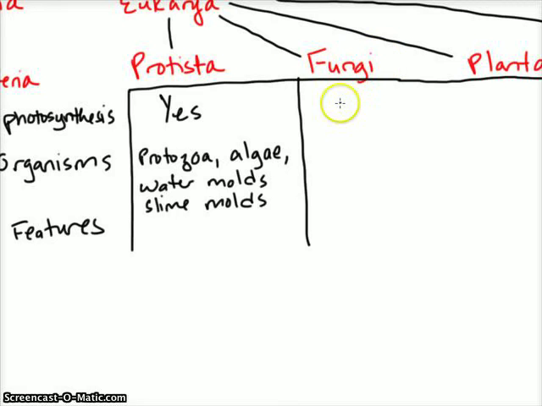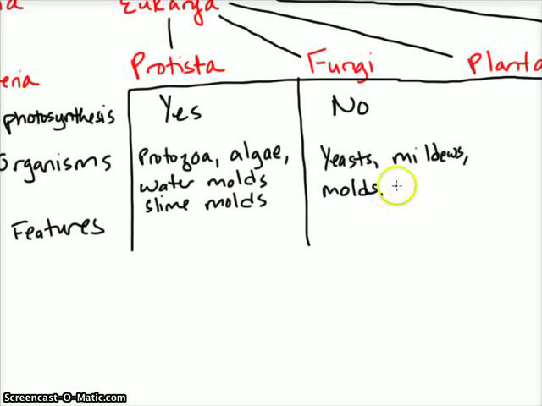The kingdom fungi does not perform photosynthesis. Instead, it obtains its energy by secreting digestive enzymes into food and then absorbing the pre-digested food. Examples of organisms that fall in the fungi category include yeasts, mildews, molds, and mushrooms.